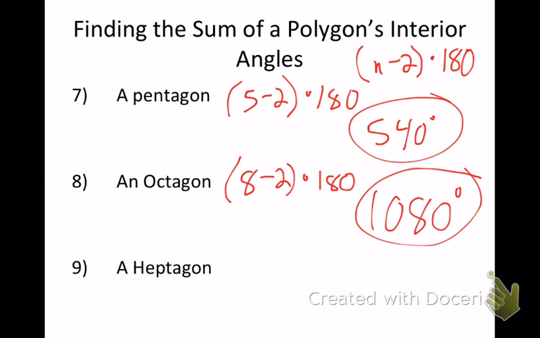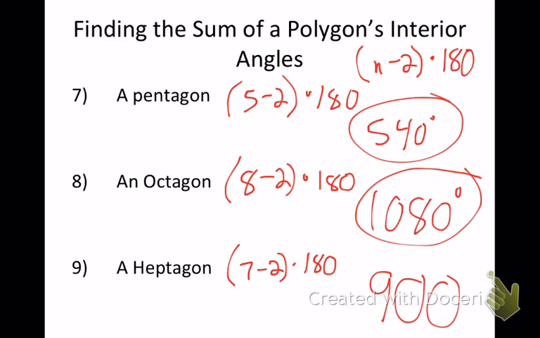Nice job. And 9, a heptagon. How many sides does a heptagon have? Parker. 7 sides. So we're going to say 7 minus 2 times 180. 7 minus 2 is 5. 5 times 180 gets me 900 degrees. Nice job. So again, that's when we want to find the sum of a polygon's interior angles.